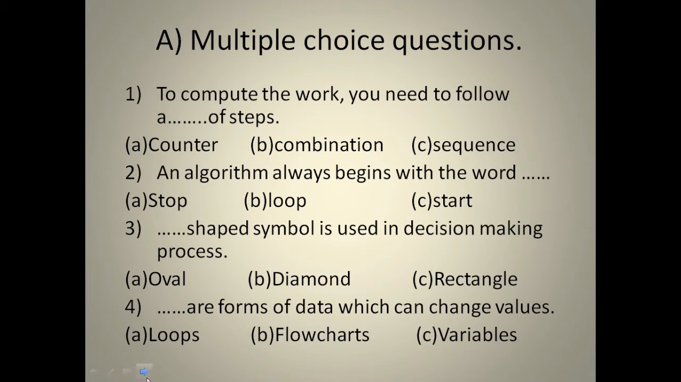So out of these 3 options, 1 is correct, that you need to tick. Number 2, an algorithm always begins with the word dash: stop, loop or start. So the correct answer you have to tick. Number 3, dash shaped symbol is used in decision making process.